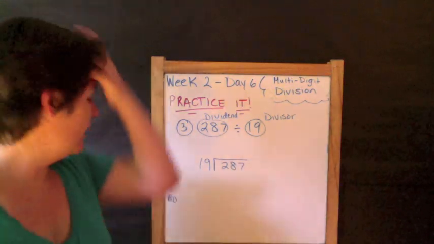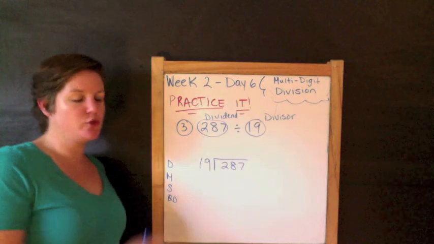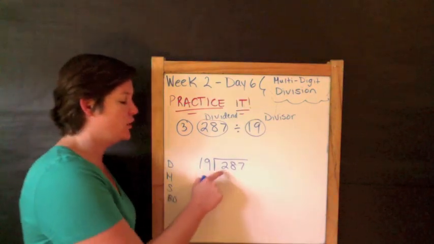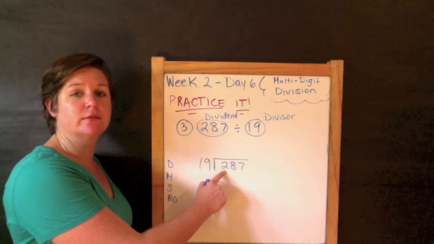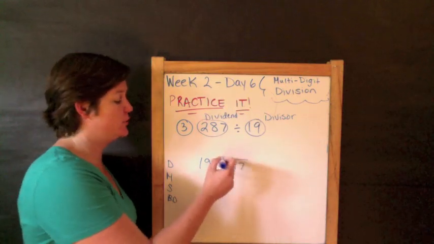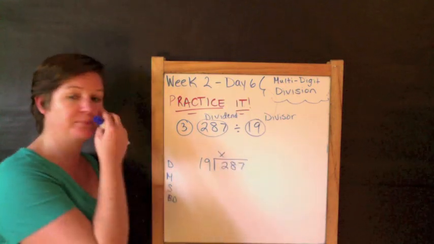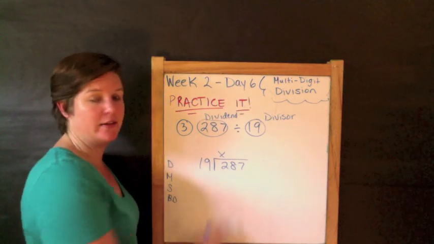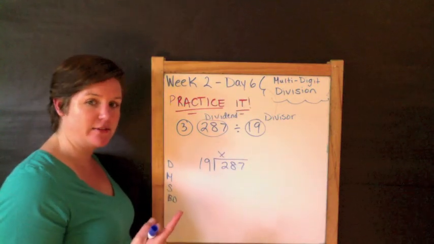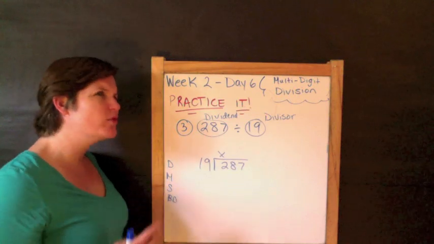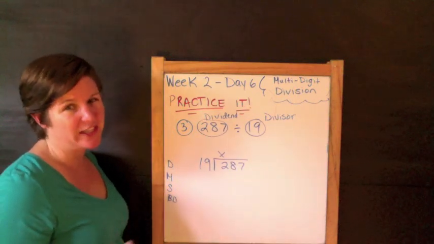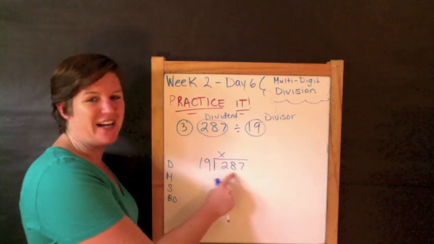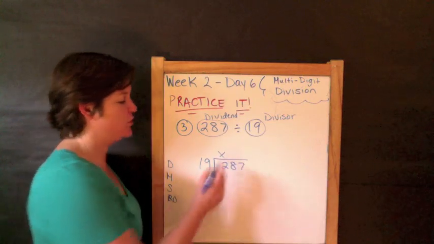Okay. Now, my first step is to divide. So how many times does 19 go into 2? It can't. That's too small, so we put an X right there. How many times does it go into 28? Well, 1 time at least, and 19 is almost like 20, and 20 times 2 would be 40, which is too high for 28. So let's do 1 time.